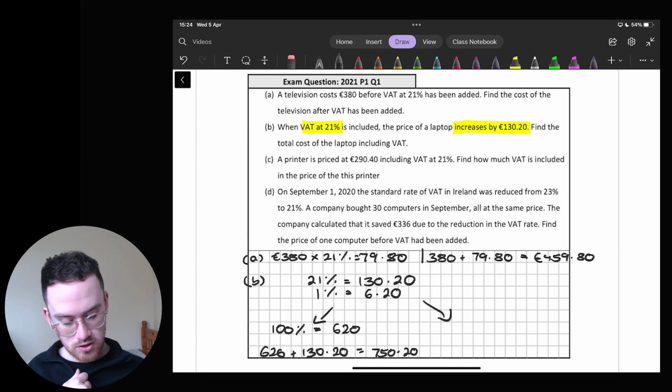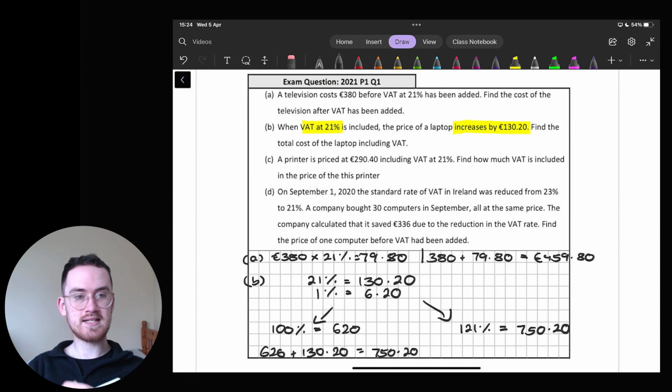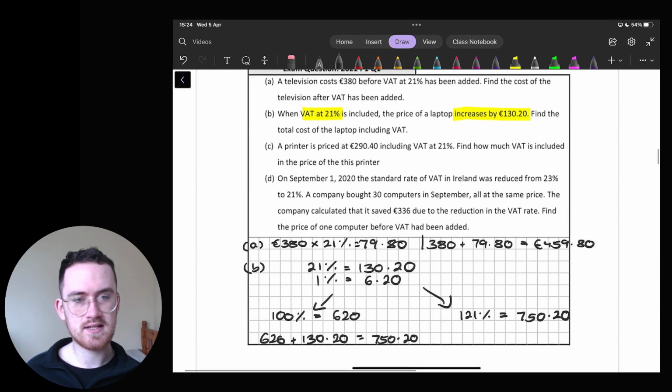The other thing we could do is, well, if the cost is 100% plus my VAT at 21%, then the value of it including the VAT is 121%. So I could go straight to that here. So 6.2 by 121, and I get the same answer, €750.20. So it just depends what the question's actually asking us for. For that one there, we wanted the total cost including the VAT, which is €750.20.